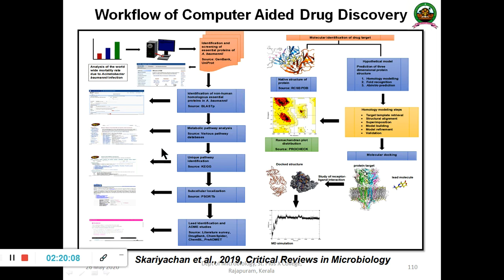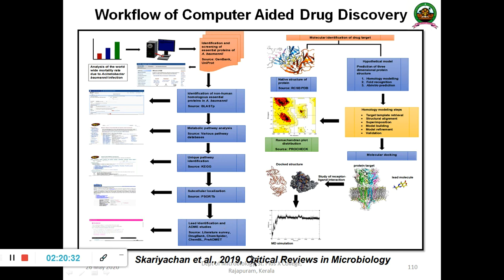Then you should identify, as I told you, the metabolic pathway. What is the metabolic network of that particular gene? Which are the important proteins? Identify that. You have a beautiful pathway database like KEGG, so you can identify the unique pathway. Then inside that particular pathway, identify the location where that particular protein is present.